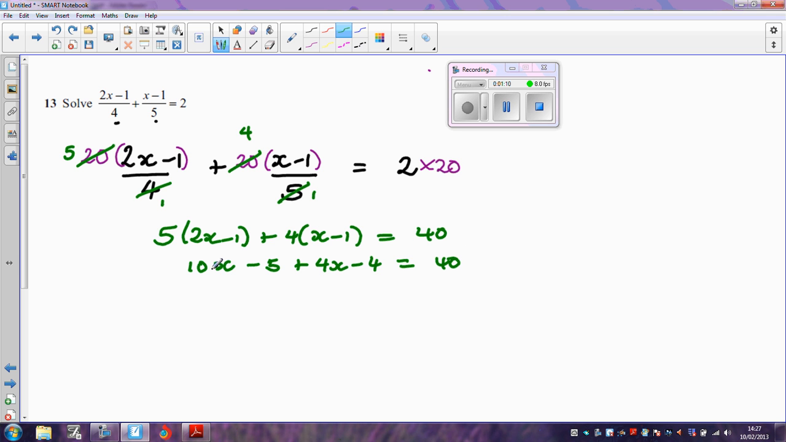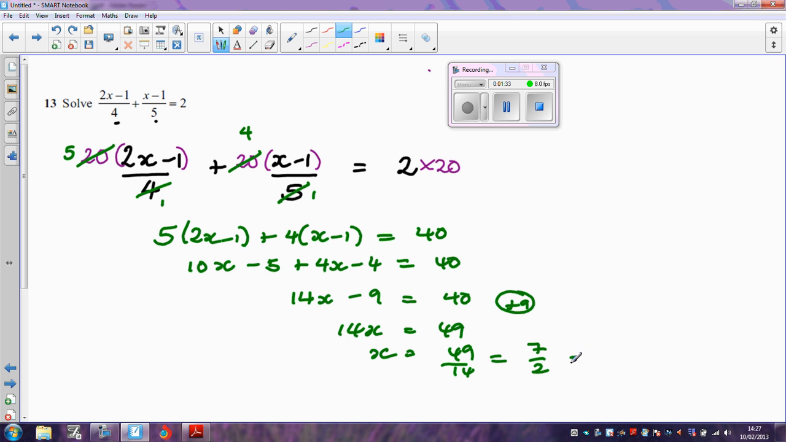Simplifying the left-hand side, 10x plus 4x is 14x, minus 9 is equal to 40. Now if I add 9 to both sides, I've got 14x is equal to 49, which means that x is going to be 49 divided by 14. I can see there that I can divide the top and the bottom by 7, so that gives me 7 over 2. In other words, 3.5.